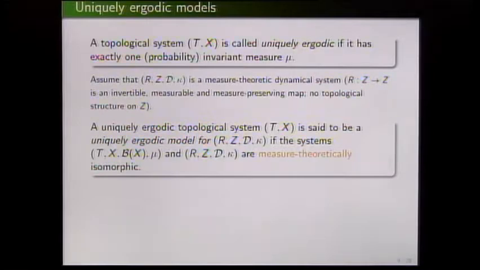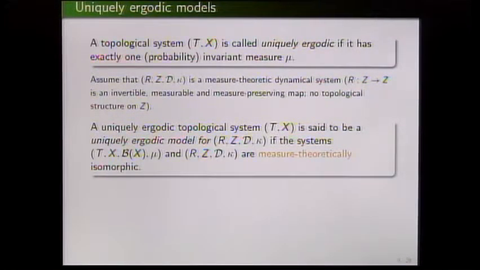First of all, a topological system is called uniquely ergodic if it has exactly one invariant measure. So now what we are going to consider is the following situation: we have a measure theoretic system. It's just an automorphism preserving a measure, so we have a probability space. There is no structure on the underlying probability space, and there is no assumption on this R. It's nothing continuous. It's just a measure theoretic dynamical system.